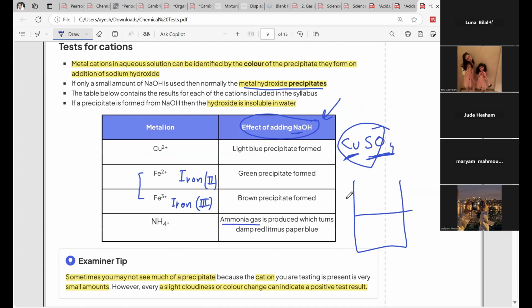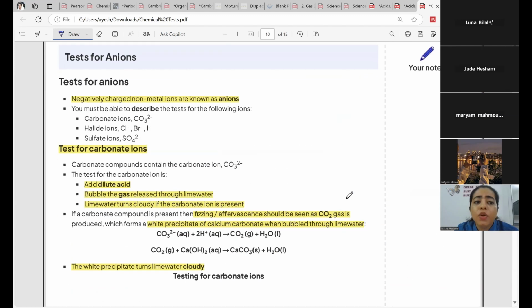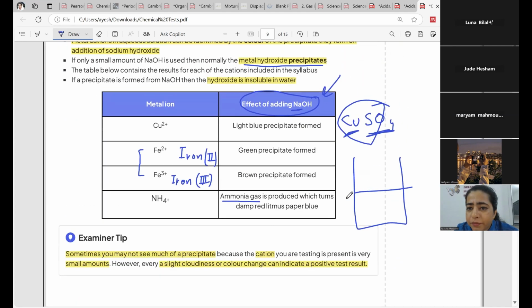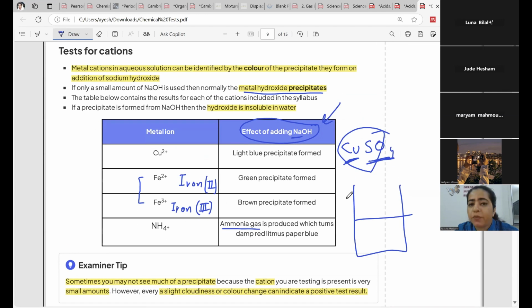Okay. Now let's move towards the anions. Only a few of you have a question. Anions you have to remember. Yes, your question. Miss, I don't really understand what we are trying to find. What we are trying to find.